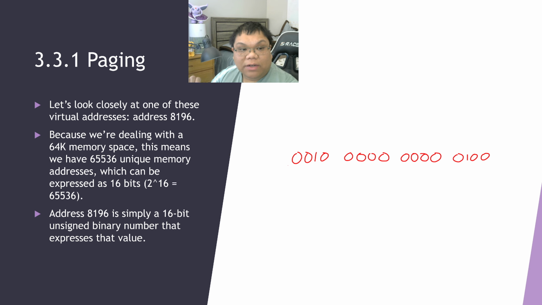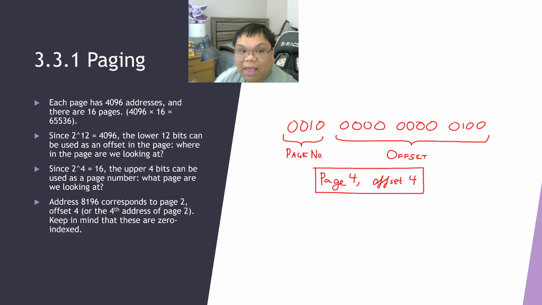Let's look closely at one of those virtual addresses, by the way. Let's pick out one of them, address 8196. Because we're dealing with a 64K memory space, this means we have 65,536 unique memory addresses. That is something that we can express as 16 bits, because 2 to the 16th power is 65,536. Address 8196 is simply a 16-bit unsigned binary number that expresses that value, and we have it right here. Each page has 4,096 addresses, and there are 16 pages. If you do the math, 4,096 times 16 is 65,536.